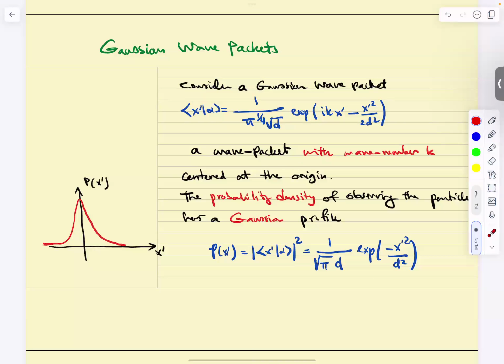What's a Gaussian wave packet? It's a wave function. So take a ket alpha. If you write this ket in the position eigenbasis, it's a Gaussian wave packet if it takes the following form, which is a Gaussian multiplied by a phase, normalized properly. So this normalization is to make sure that the wave function square integrated gives you 1, right?